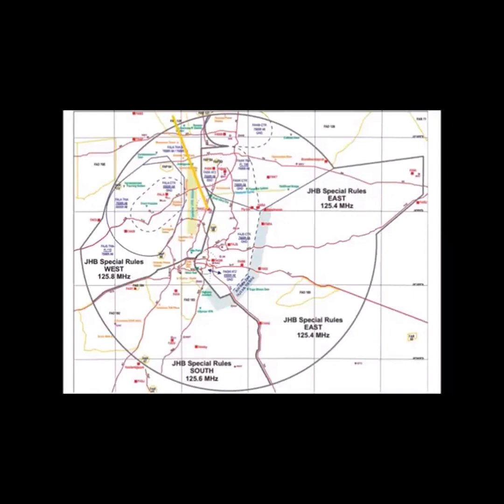There are defined frequencies which also are noticeable as you go around. I'll circle one of them, for example, Johannesburg Special Rules West 125.8. And these frequencies are associated to procedures that the pilot would need to comply with when operating within that parameter of airspace.